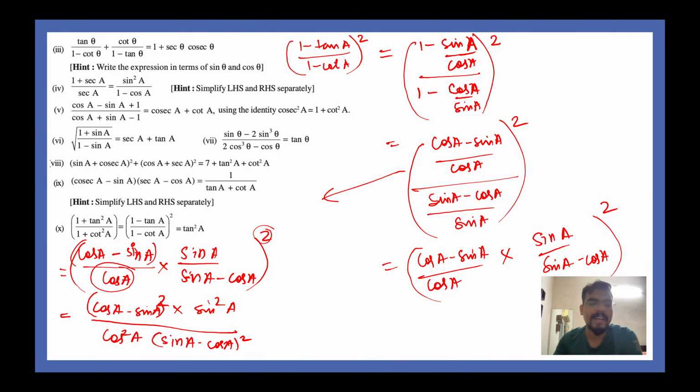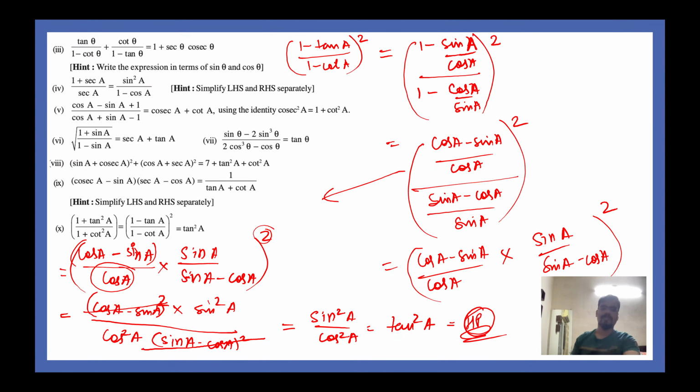So (cos A − sin A) whole square and (sin A − cos A) whole square, both these squares are the same, so you can simply cancel them out and you will be left with sin²A divided by cos²A, and congratulations, this is nothing but tan²A. Hence proved.